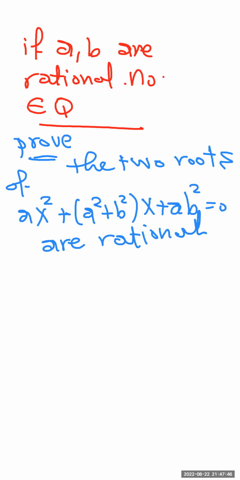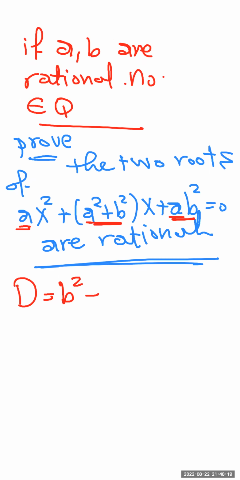Okay, how to solve this question? It's very easy. First point, it's given that a and b are rational numbers. So this means the three coefficients are rational. This one is rational, this one, this one. Correct, guys? So the three coefficients are rational numbers. That was the first condition. So we have to check the discriminant. Is it a perfect square or not?